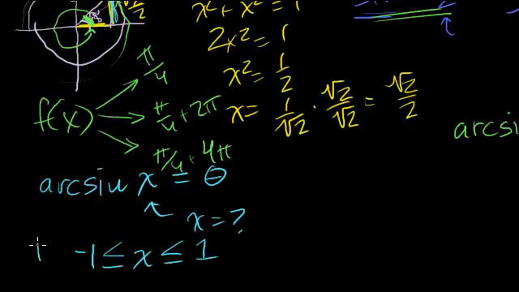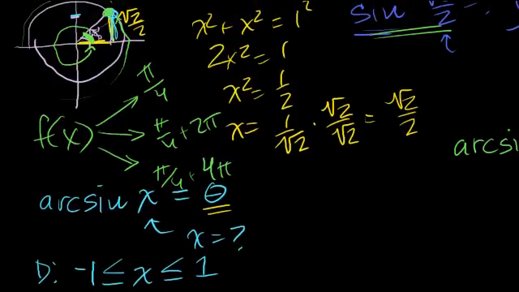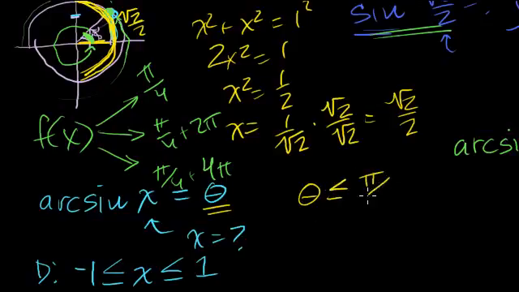That's the domain. Now, in order to make this a valid function, I have to restrict the range, the possible values. And for arcsine, the convention is to restrict it to the first and fourth quadrants, to restrict the possible angles to this area right here along the unit circle. So theta is restricted to being less than or equal to pi over 2, and greater than or equal to minus pi over 2. So given that, we now understand what arcsine is.